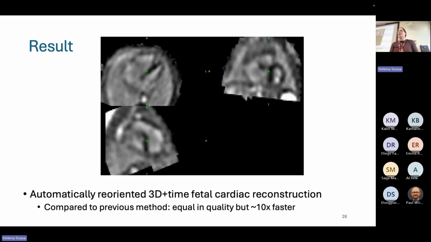So our result is that we have an automatically reoriented 3D plus time fetal cardiac reconstruction. And when we've compared this to the previous technique that was done without gated input, we were able to get equal, slightly improved in quality, but about 10 times faster with gating, which has been a huge improvement.